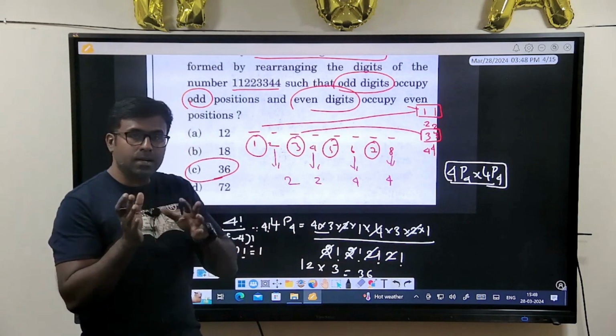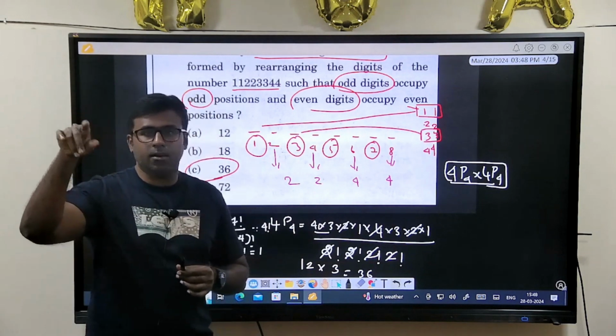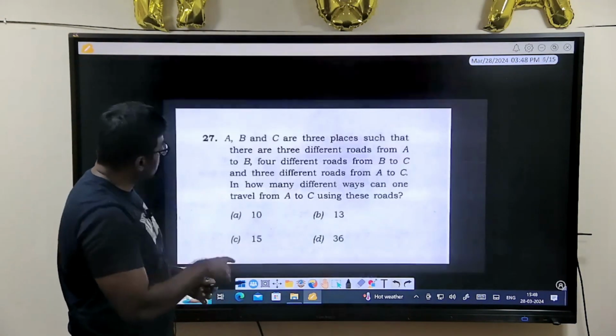This kind of sum will come in, let us assume, arrangement of words with repeated A or repeated B or something like that. There are questions like that. Now we'll go to the next question.